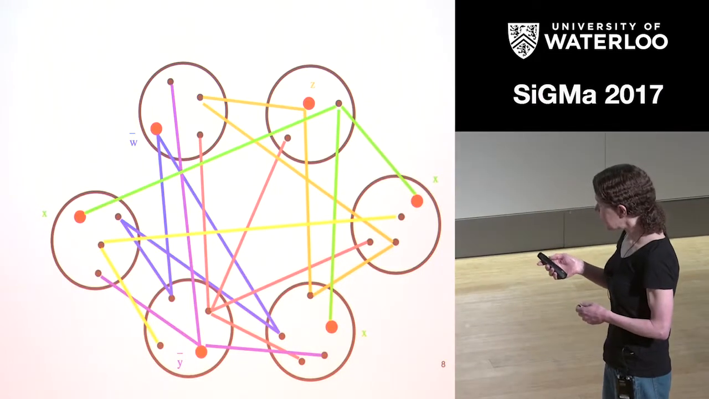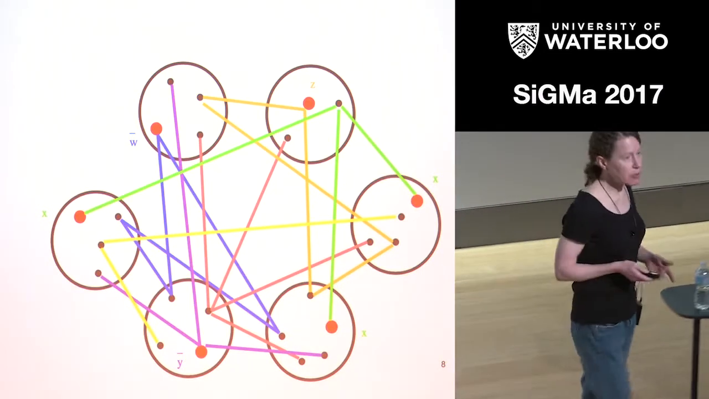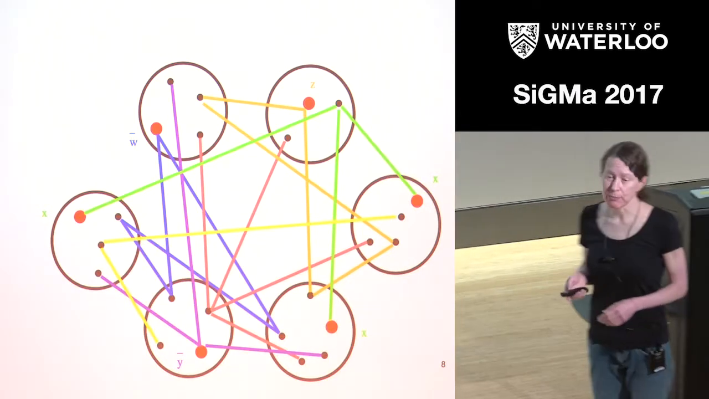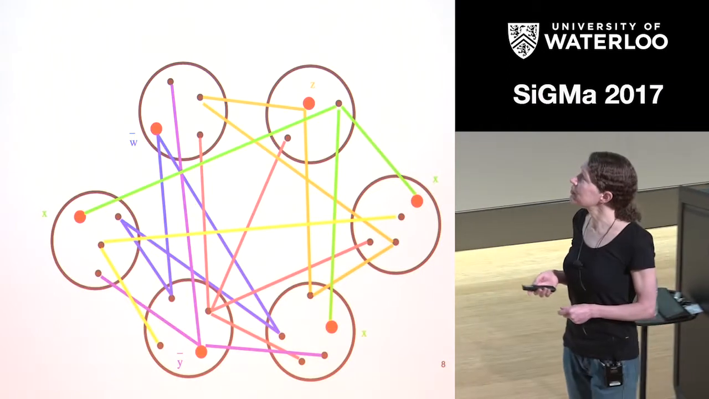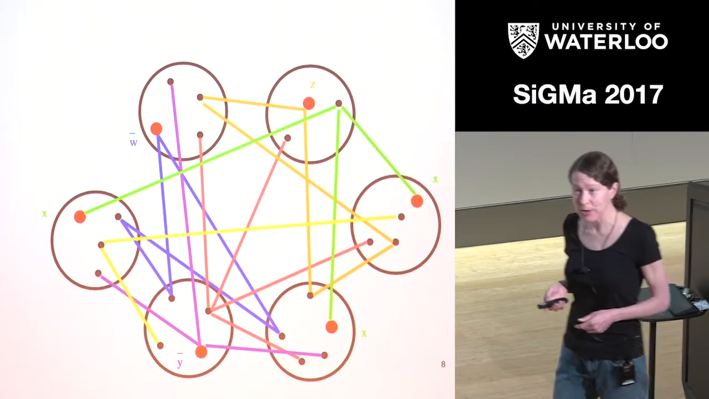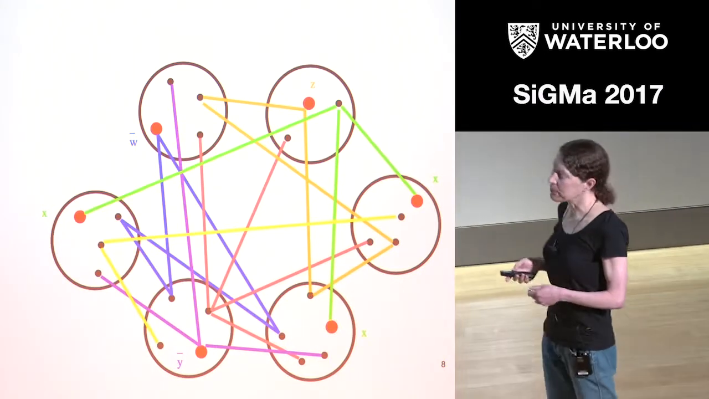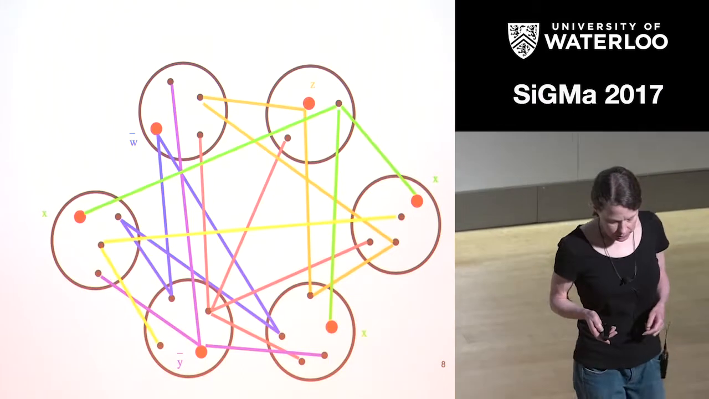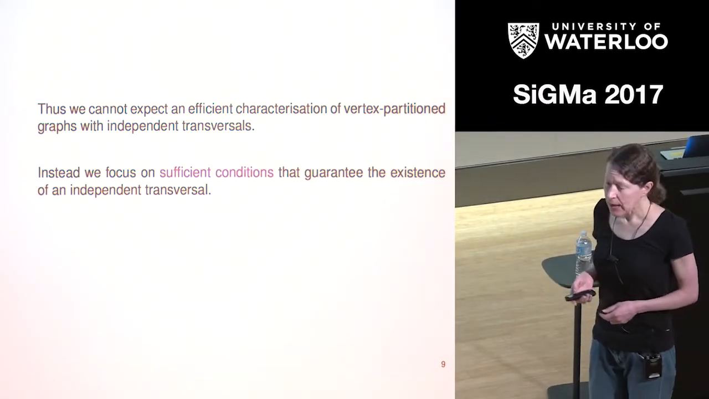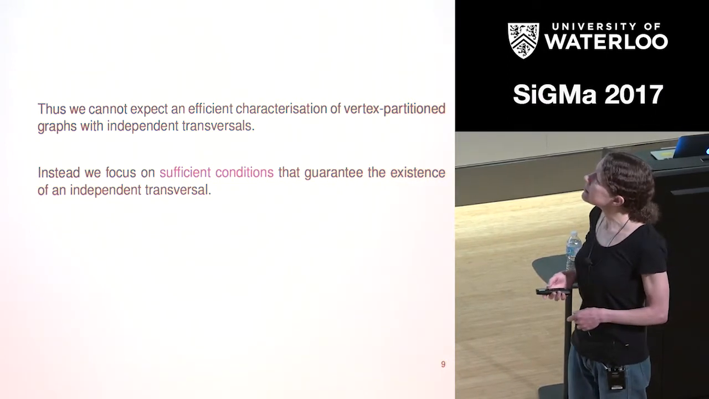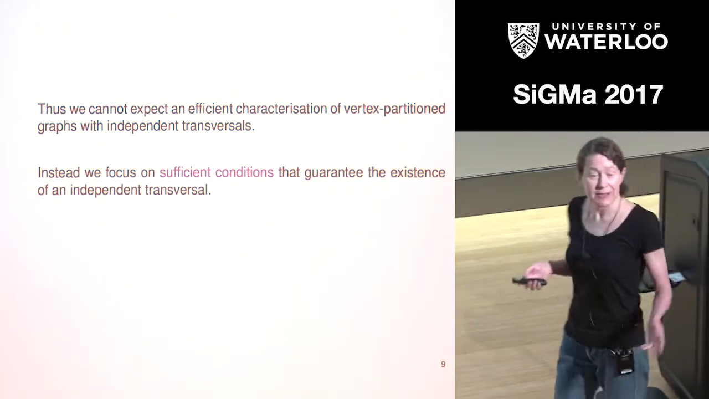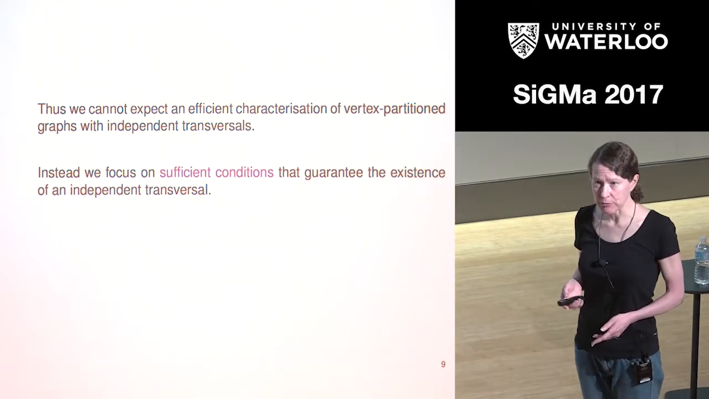Okay, so that's just a little story to demonstrate that the independent transversal problem is quite a general one. This SAT example is extremely general, and whatever I say about independent transversals in the rest of the talk won't really say much in general about the SAT problem, but there are many other combinatorial problems that have a much more natural formulation in terms of independent transversals, and I'll mention some of those. However, what this SAT story does tell us is that we can't expect any kind of efficient characterization of vertex partition graphs that have independent transversals. That would be too much to ask.